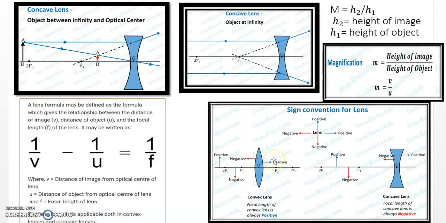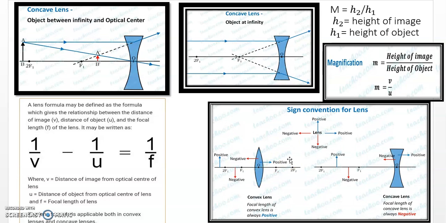If the image is found on the right hand side it will be positive, and if the image is found on the left hand side it will be negative. Image distance is represented by the letter V. Now for the concave lens, where is the image formed? The image is always found on the left, so it will be negative. For the convex lens, the image is found on the right side, so the image distance will be positive.